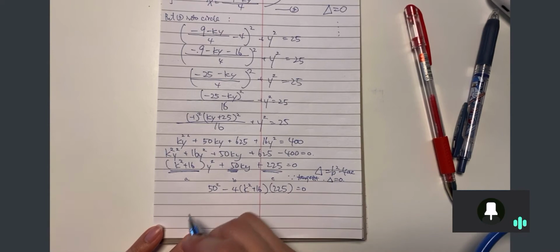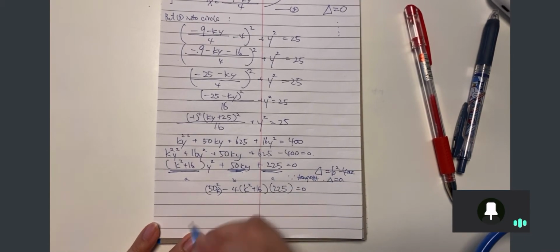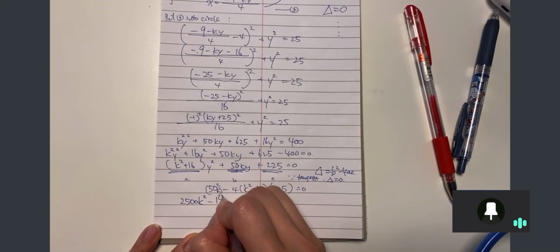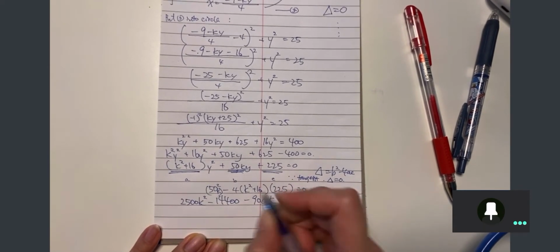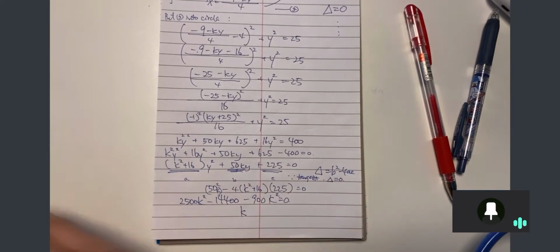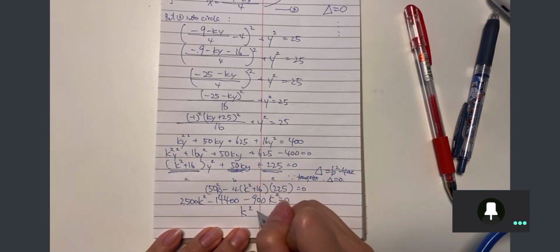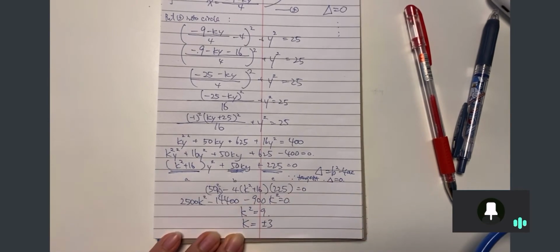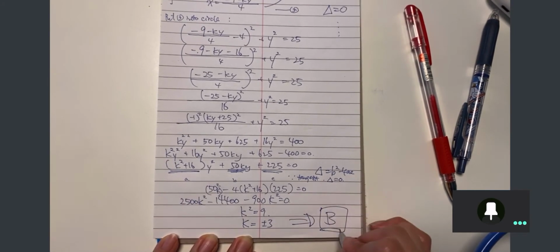And then you can break it down. Oh, sorry, it's 50k. So 2,500k squared minus, and then you can solve the equation. k squared equals 9, so k equals positive or negative 3. That is answer B.